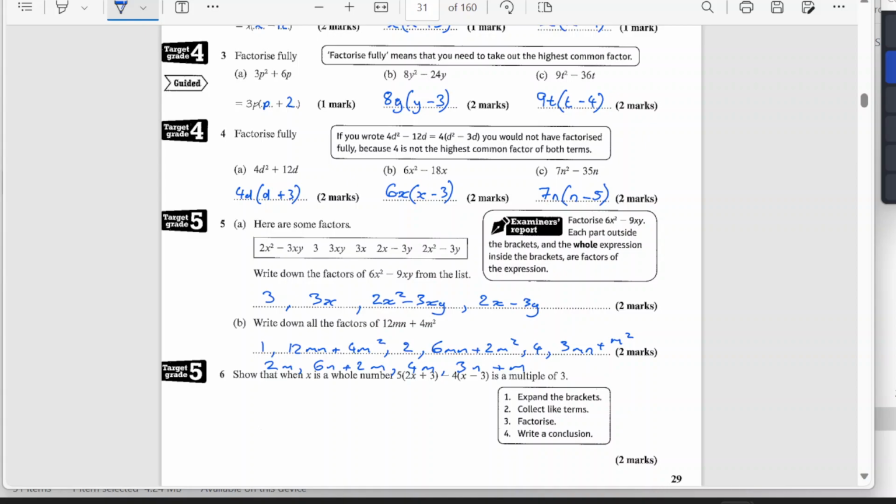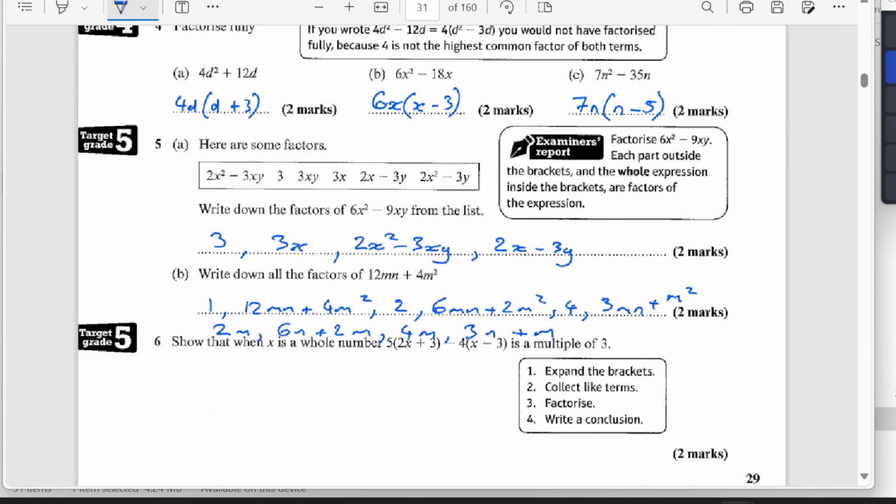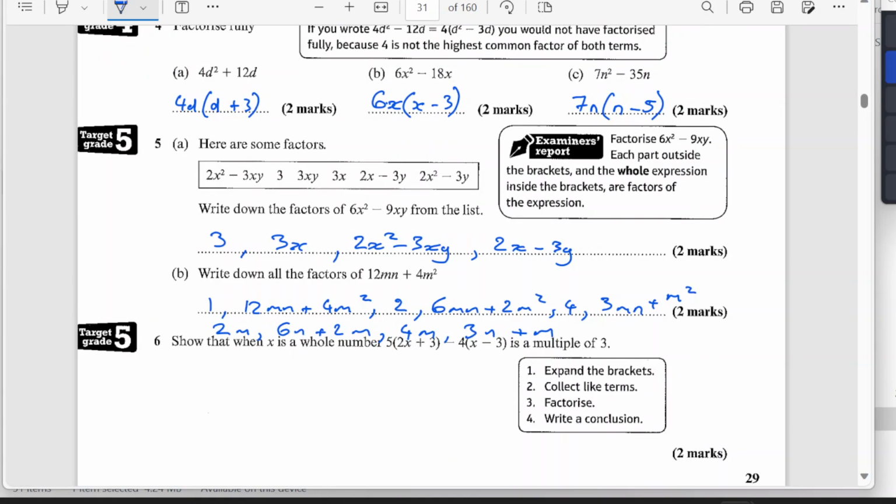Okay, and then part 6. Show that when x is a whole number, such and such is a multiple of 3. Okay, so my process for this is I'm going to expand the brackets. So that would give me 10x plus 15 minus 4x, and then minus 3 times minus 4 times minus 3 would be 12. And then if I tidy that up, that would give me 6x plus 27.